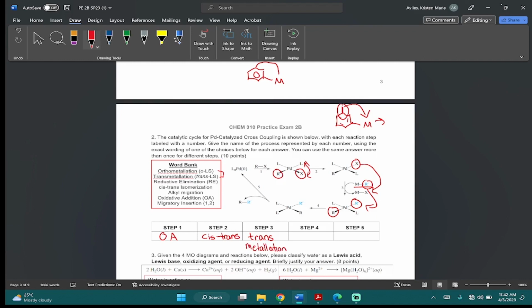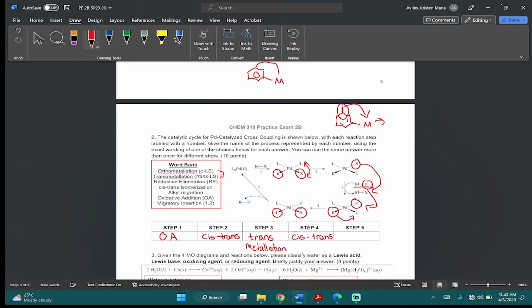All right, now going from R3 to 4, what we see is this R group right here goes over here, so it switches places with our L group. We're not adding any other ligands, we're just moving ligands already bound on it. So what do we think this is?